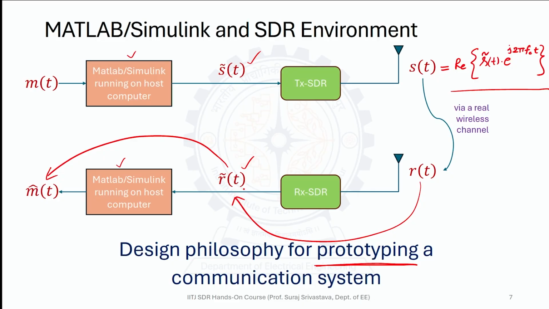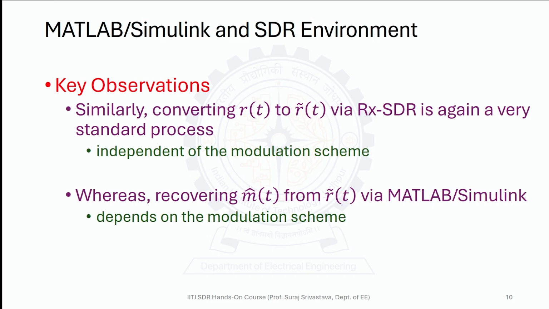Getting the message signal M hat t back from R tilde t will require knowledge of the modulation scheme, channel coding scheme, pulse shape, etc. So all the signal processing which recovers the message signal m hat t from the complex equivalent baseband signal of the received signal r tilde t depends on the modulation scheme, as shown here, right.